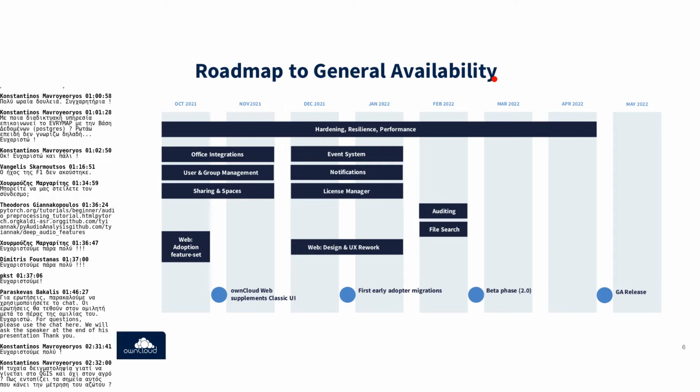Then in Q4 and the beginning of Q1, we want to focus on more technical tickets, like building an event system that should allow us to do notifications more easily, because the current implementation of notifications is basically polling. So every 10, 15 seconds, you poll the server for changes on the server. And the license manager, a proper license manager, which we already have a concept for.